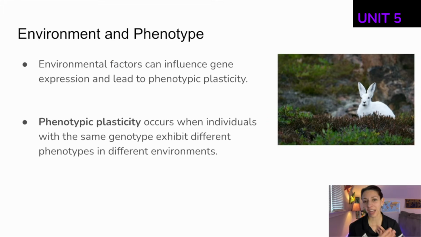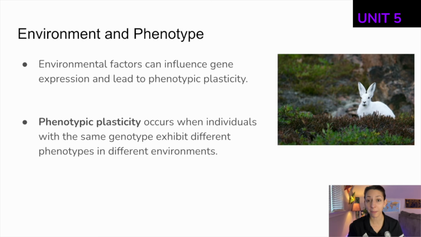Now, chromosomes aren't everything and genes aren't everything. The environment has a huge influence on phenotype or on the resulting traits of an individual. Some scientists estimate up to 75% of who you are and how your traits operate is due to environmental factors. We're learning so much more about epigenetics and how different things can turn genes on and off in different ways. So environmental factors can influence gene expression and lead to phenotypic plasticity. This is when individuals with the same genotype have differences in the phenotype that they express because of environmental conditions.